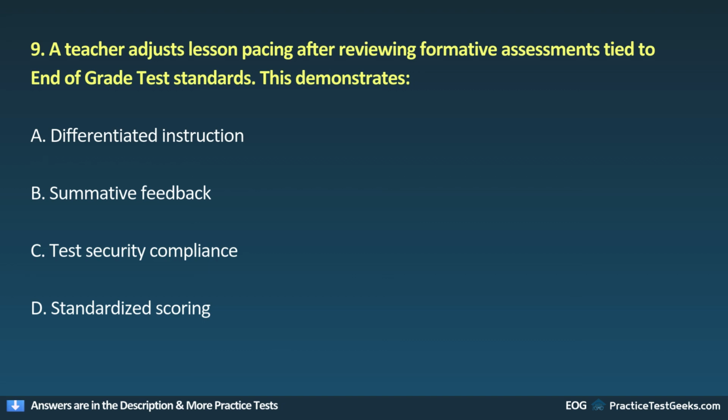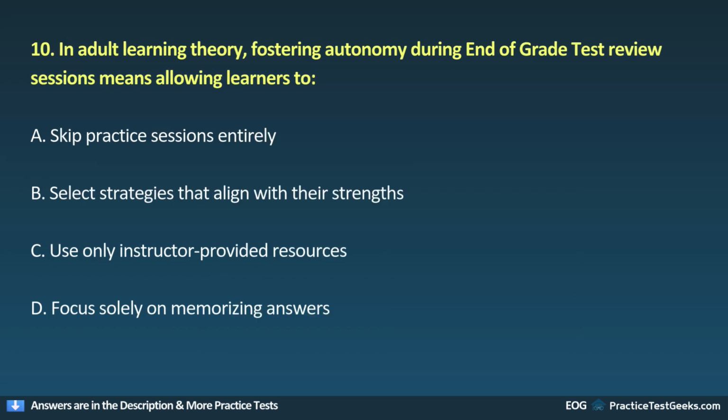This demonstrates: A. Differentiated instruction. B. Summative feedback. C. Test security compliance. E. Standardized scoring. 10. In adult learning theory, fostering autonomy during end-of-grade test review sessions means allowing learners to: A.